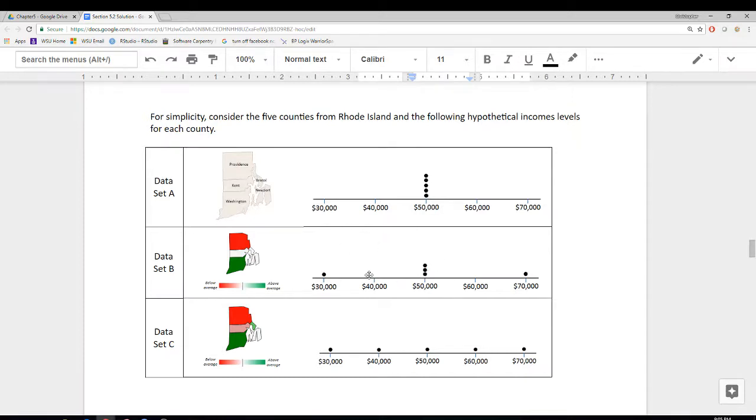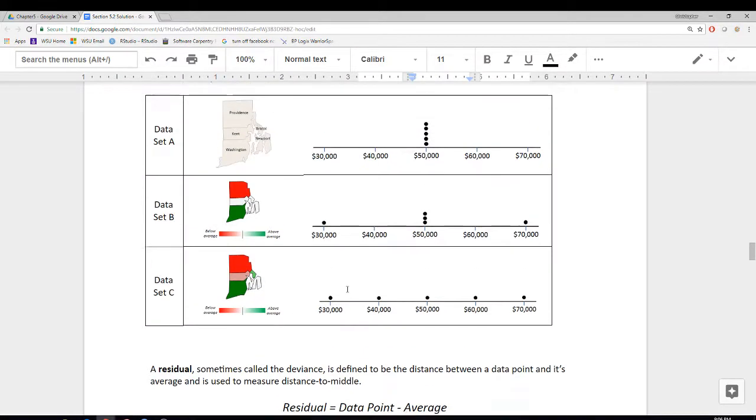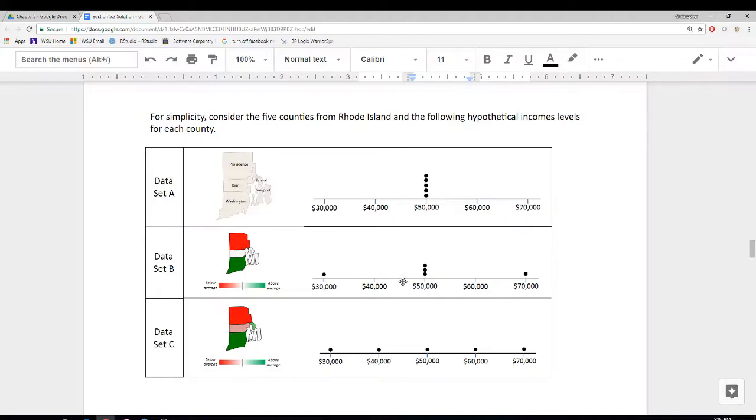Data set B, I have 3 counties that are at $50,000, but then I have one down here at 30 and another one at 70. And then data set C, I have those kind of dispersed equally between 30 up to 70,000. So I have one at 30, one at 40, one at 50, one at 60, and one at 70. And we ask what distribution or what set of measurements is more spread out than the others.